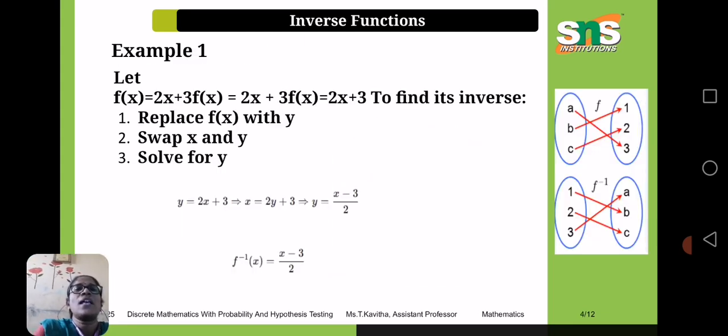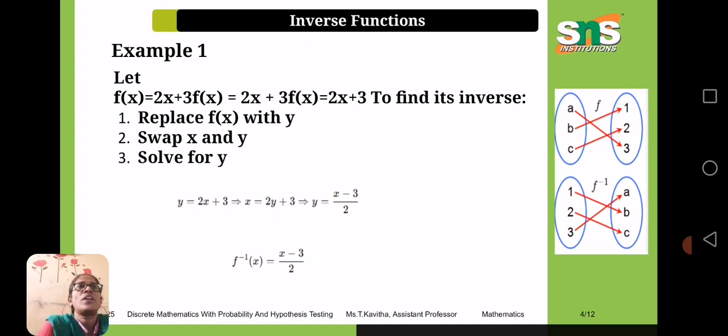Here the example: f of x is equal to 2x plus 3. To find its inverse, replace f of x with y, swap x and y, solve for y. Therefore, we take f of x is equal to y is equal to 2x plus 3. Now, we can find x is equal to 2y plus 3, y is equal to (x minus 3) by 2. Therefore, f inverse of x is equal to (x minus 3) by 2.